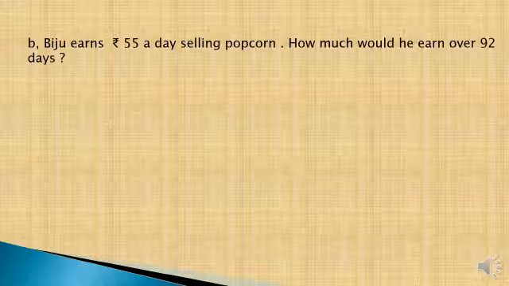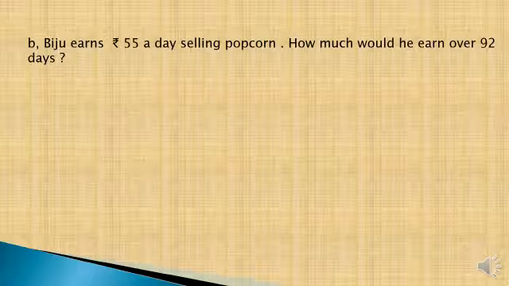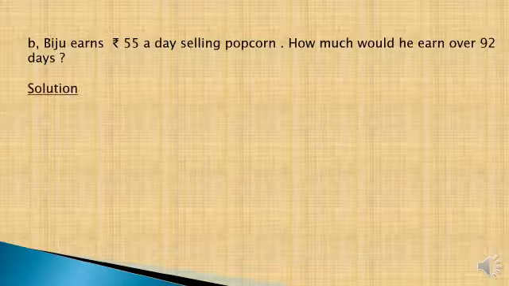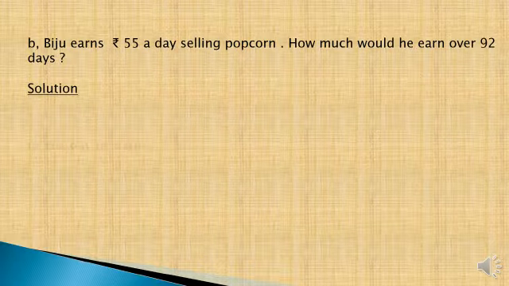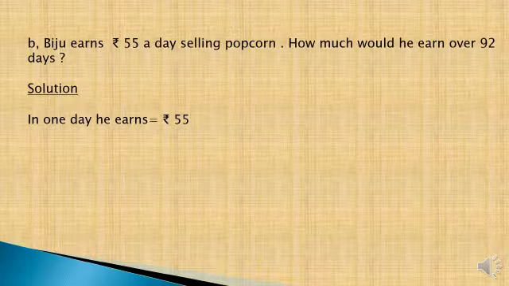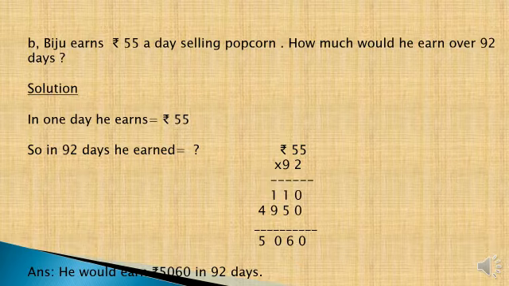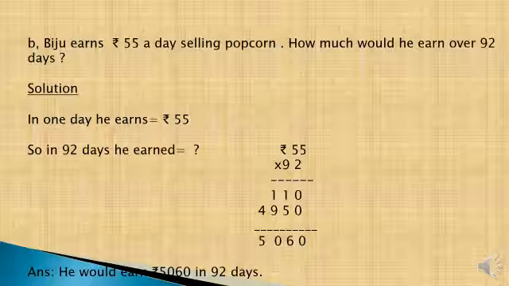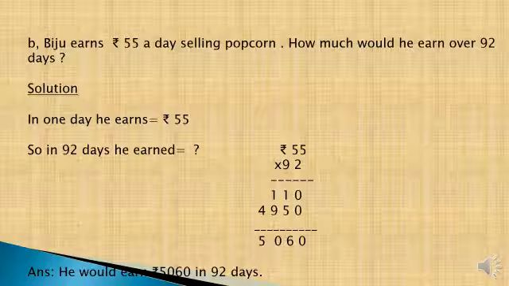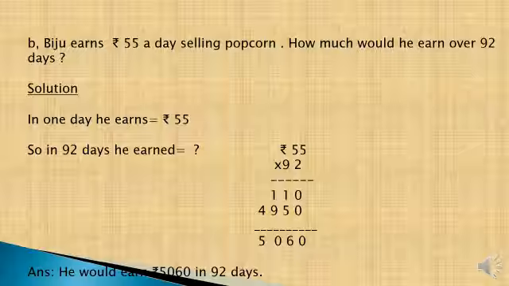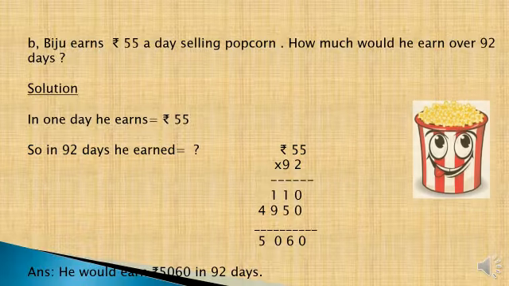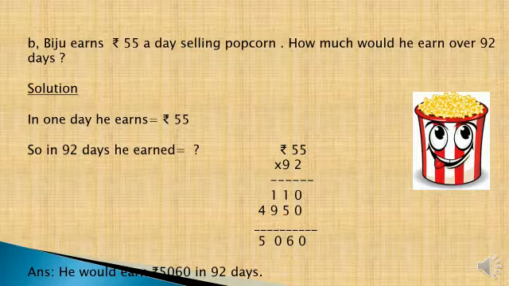Here the second question is, Baiju earns rupees 55 a day selling popcorn. How much would he earn over 92 days? How do we solve this question? What is given in the question? He earns rupees 55 in a day. What we have to find? So in 92 days he earned, that is rupees 55 into 92. When we multiply the answer, we get rupees 5060. So the answer is he would earn rupees 5060 in 92 days.